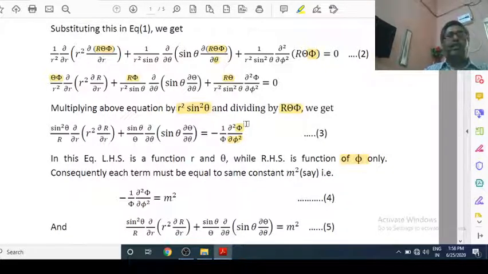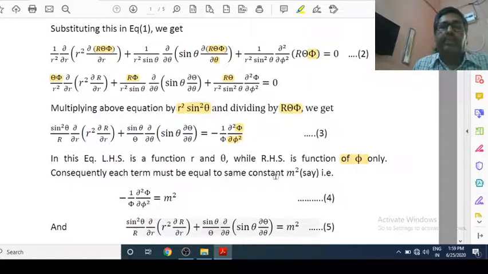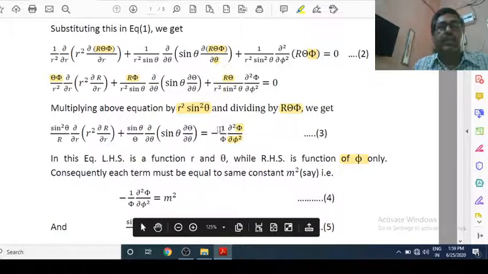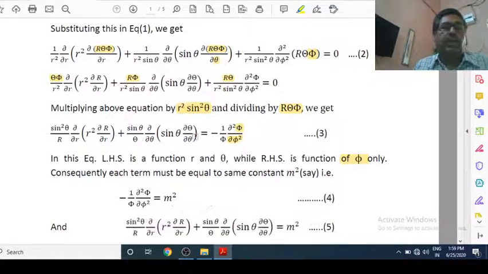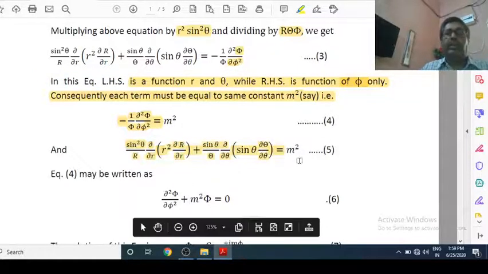Okay. And is it possible? The left hand side is a function of two variables, the right hand side is a function of one variable, still they are equal. How is it possible? It is possible only when both the sides are equal to a constant, the same constant. So if we take this one as m square, this is also m square. We take the constant m square. So right hand side is m square, left hand side is m square. So now you are clear.